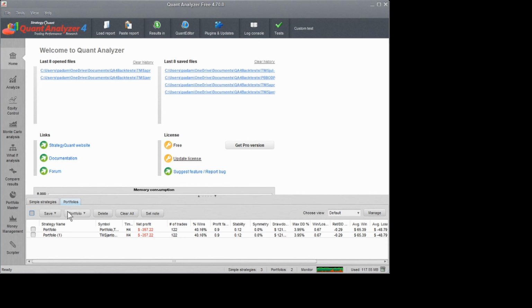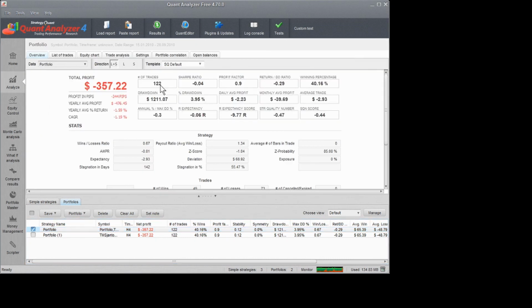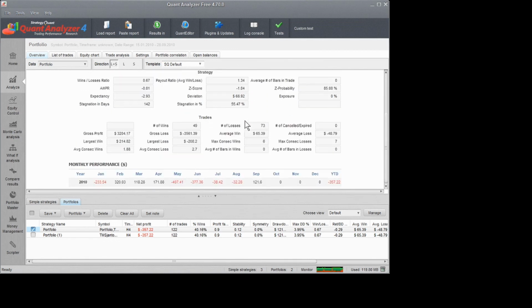And right now we're up to 122 trades. Profit factor is 0.9 because we're at a loss. 40% winning rate, and for the year so far it says that in pips we're going to be down. Annual return will be negative 1.59. Month per month, loss, gain, loss, gain, giving us 357.22.